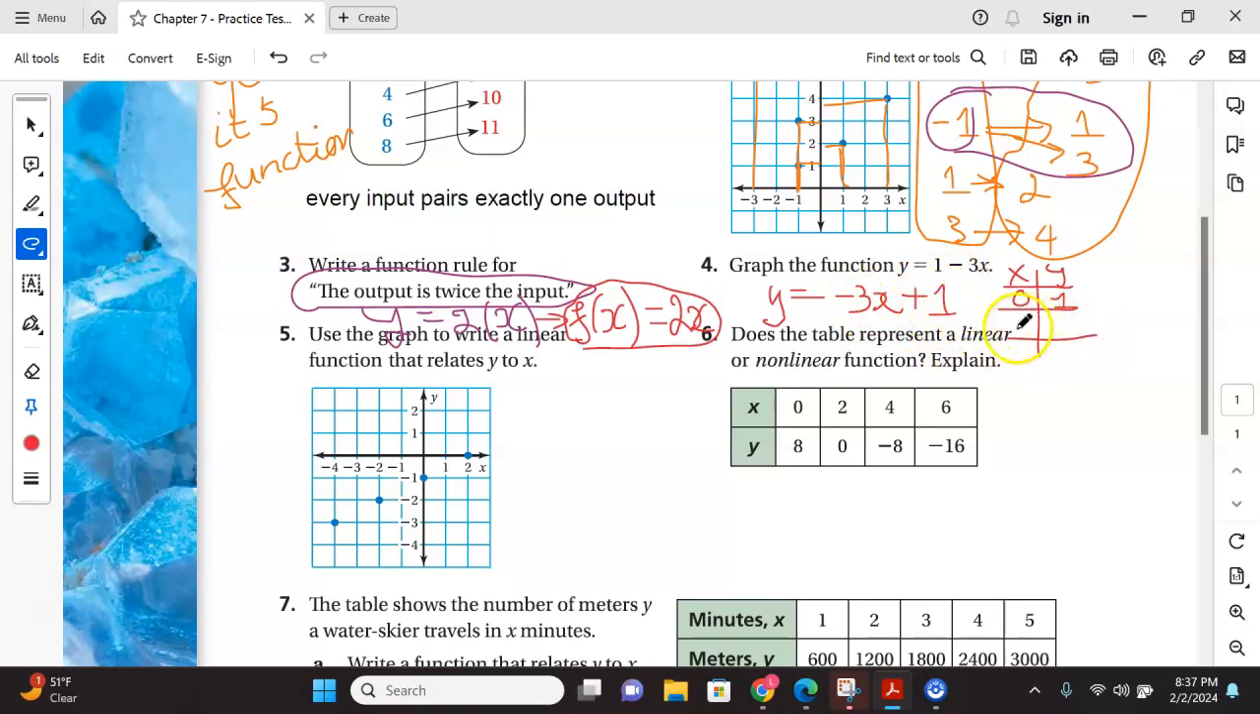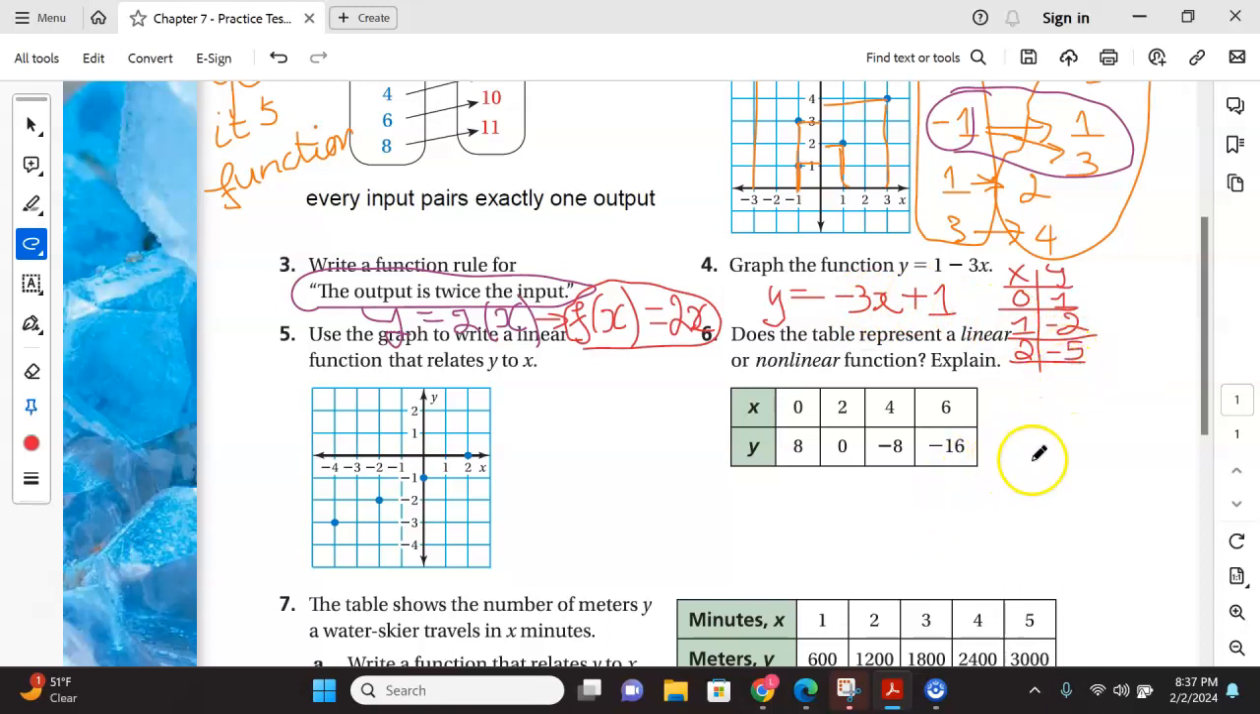I'm going to pick 2 more values before I plot the ordered pairs. The next input is going to be 1. Negative 3 times 1 is negative 3, and then negative 3 plus 1 is negative 2. So that's my second ordered pair. For the third one, I'm going to go with the input equal to 2. Negative 3 times 2 is negative 6. Negative 6 plus 1 is negative 5.